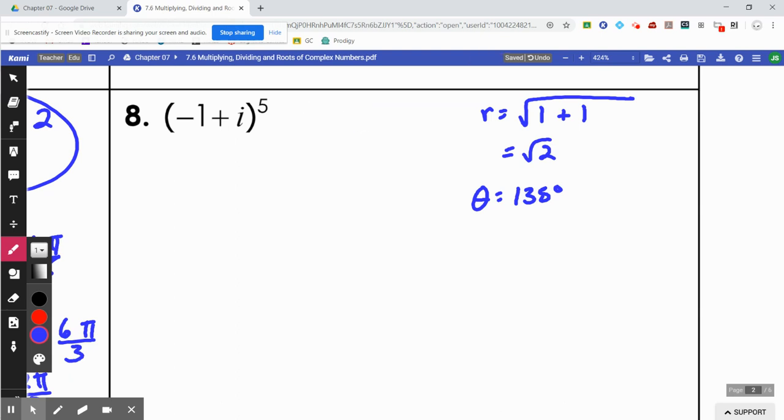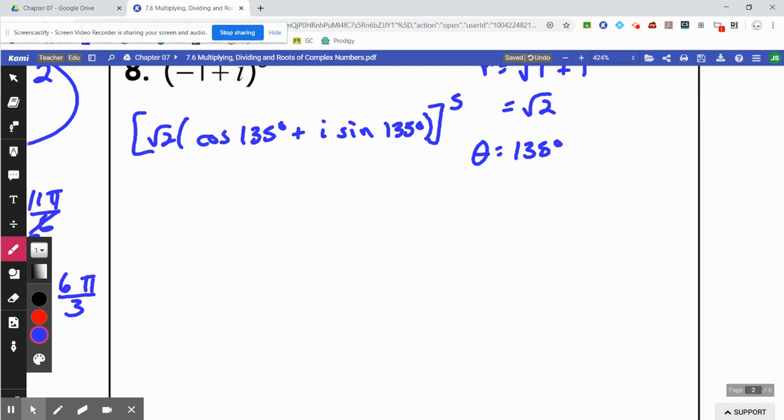So therefore, my complex number written in trig form is going to be r cosine theta plus i sine theta. And again, I want to raise this thing to the 5th power. So to do that, you're going to do the square root of 2 to the 5th power. And then you're going to take each of these angles, this 135, and multiply it times 5. And when you do that, that'd be 675 degrees.